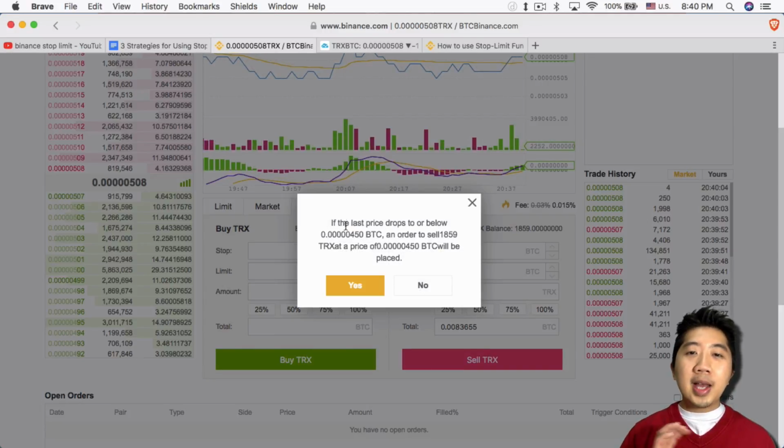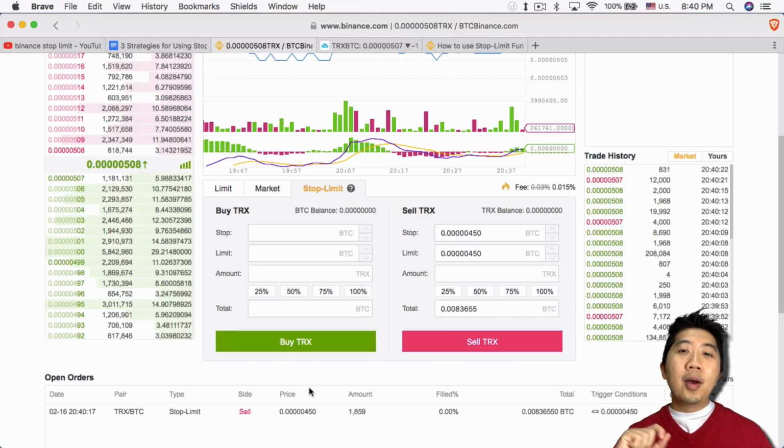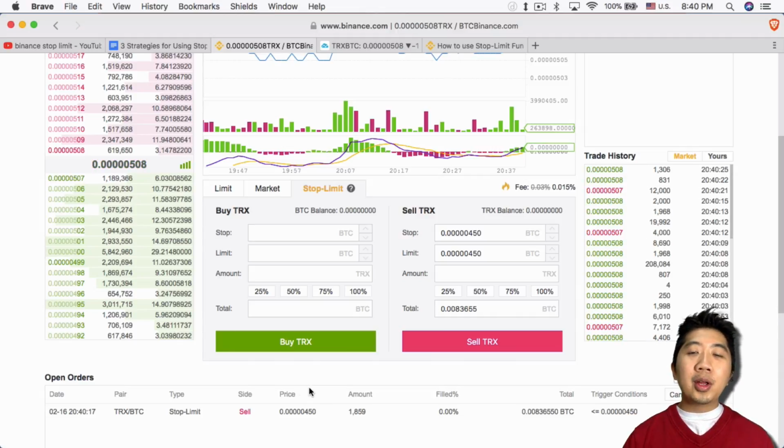It will tell you exactly first, if the last price drops to or below 450 Satoshis, an order to sell will be placed in the order book. So let's go ahead and do that. Once you click it, it doesn't do anything because it actually hasn't fallen to that point yet. When it does, that's when it actually places the order into the order book, and it places it as a limit order of 450 Satoshis or less as the price, and it will sell it for you.